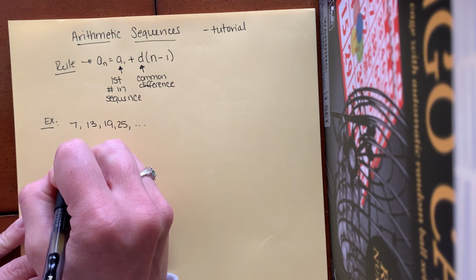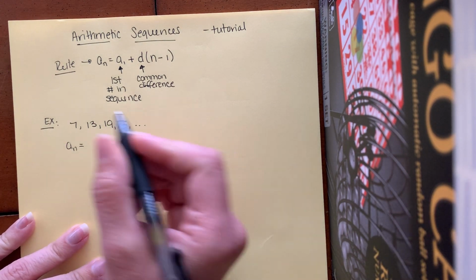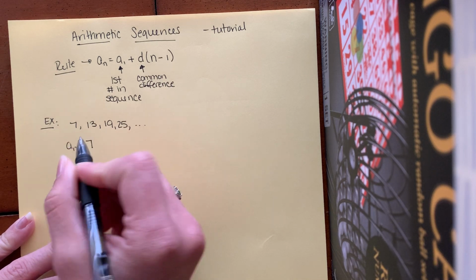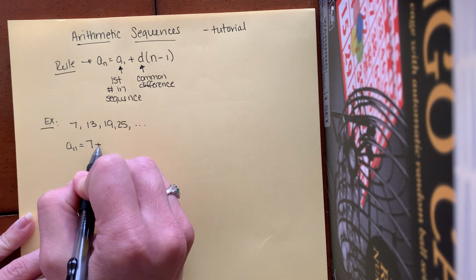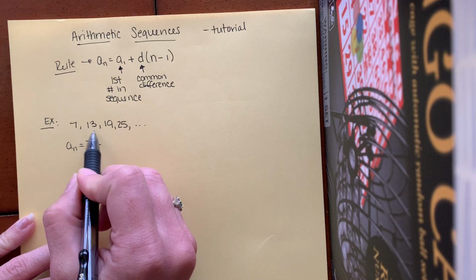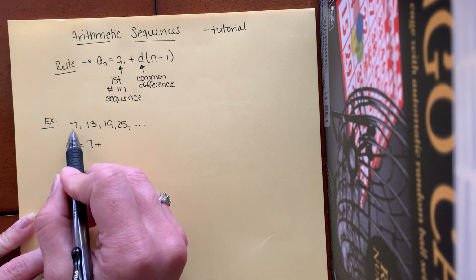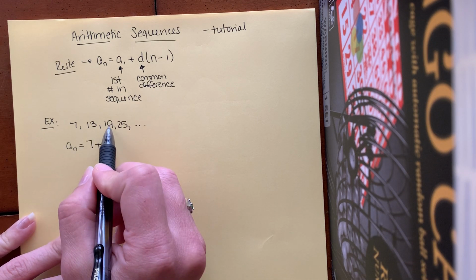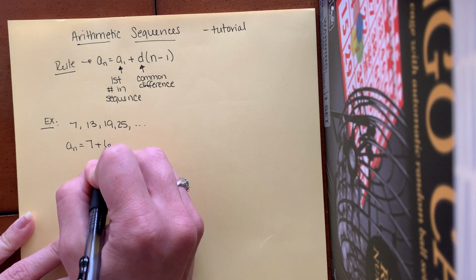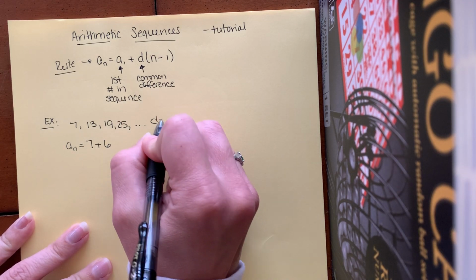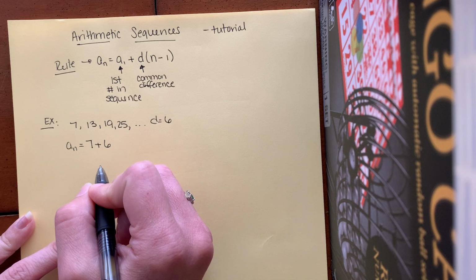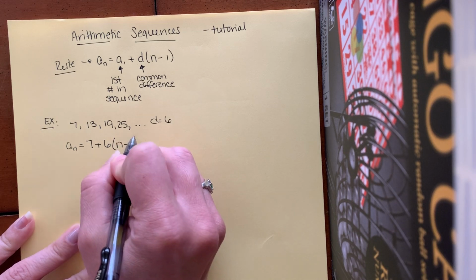So my rule is a sub n equals my first number, and it's obviously increasing, so we're going to put a plus sign here. But what number are we increasing by? It looks like if I add 6 each time, that works. So we're going to say my D value is 6, because we're adding 6 each time. And then we do n minus 1.